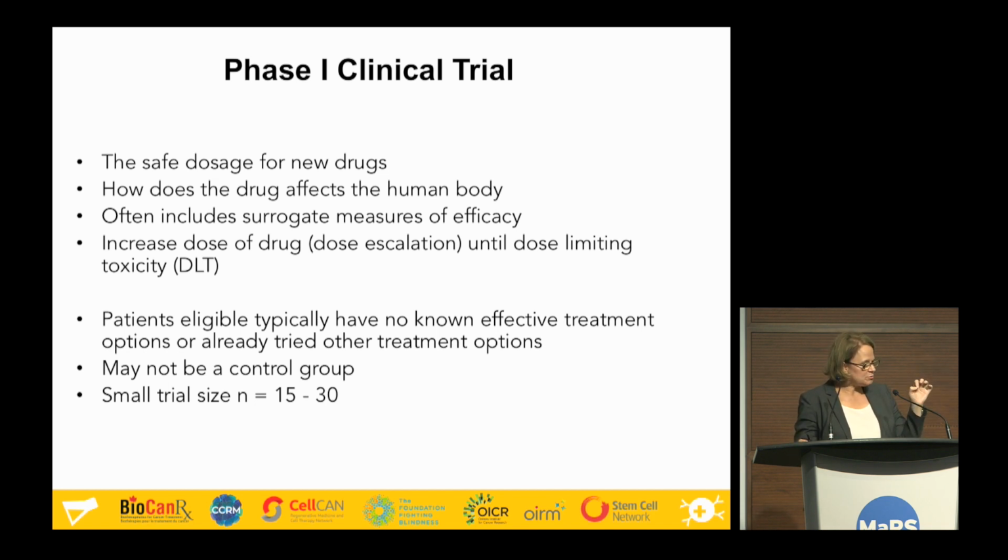The patients that are eligible for these phase 1 first-in-human trials typically have either no known effective treatment, or they've tried all other treatments first and there are no further treatments available for them. And so their outcomes without that new treatment would be very poor. So that's the framing for these phase 1 trials. There may or may not be a control group, and more on that in a little bit. And as I was saying, the sample sizes are quite small.